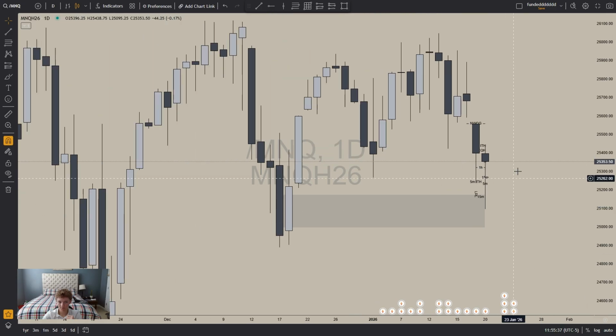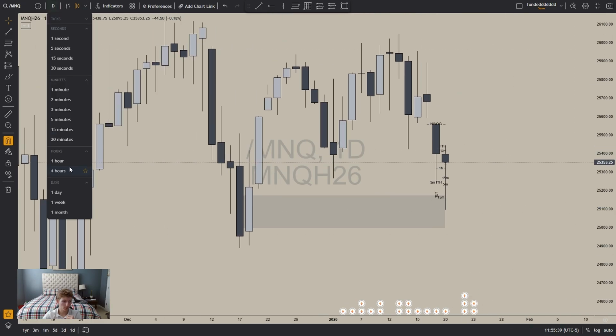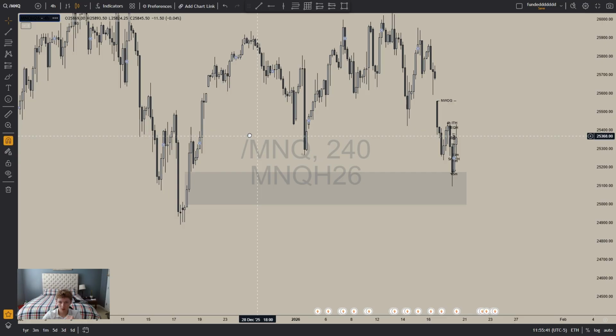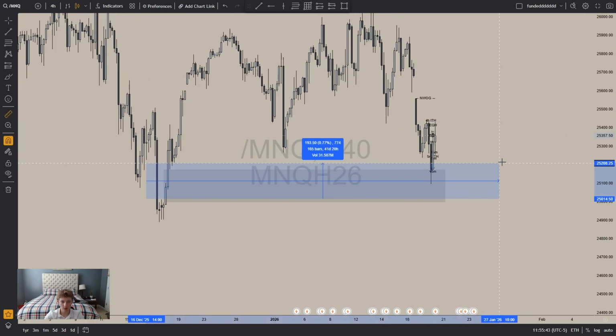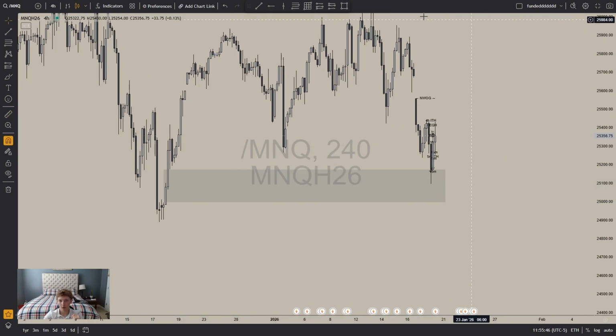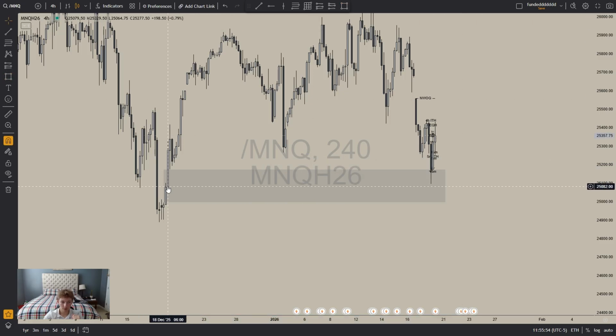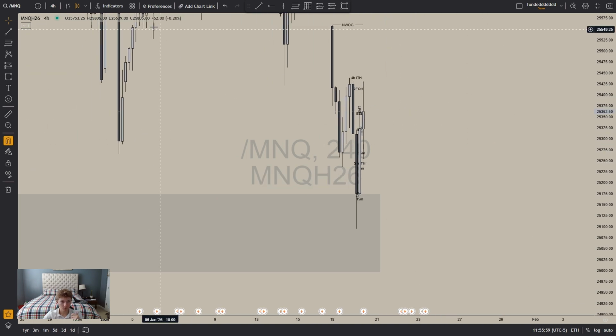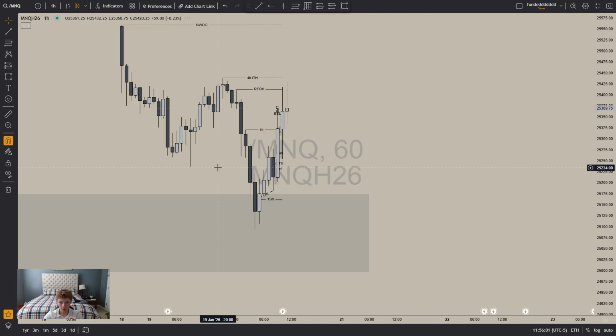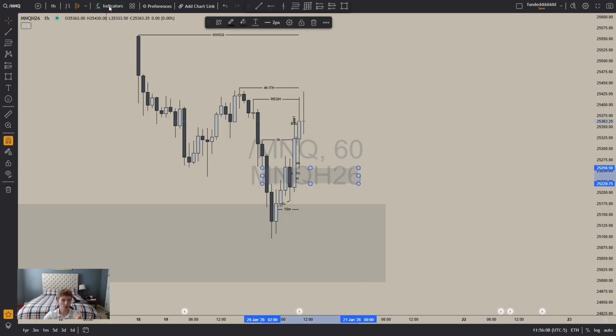All right, so pretty much start on the 4 hour. I saw that we were respecting this balanced price range, which, if you don't know what a balanced price range is, it's when you get an IFVG and then a new FVG forms. Okay, so this is a balanced price range, right? And we respected it. We got a good displacement candle off of it in the form of this 1 hour bullish inversion fair value gap.